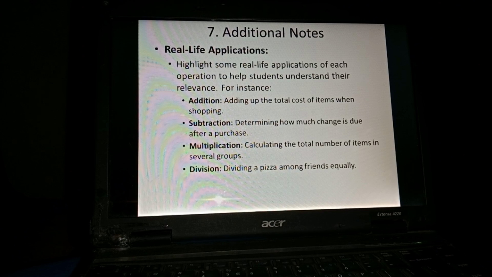For example, addition, adding up the total cost of items when shopping. Subtraction, determining how much change is due after purchase. Multiplication, calculating the total number of items in several groups. And division, dividing a pizza among friends equally.